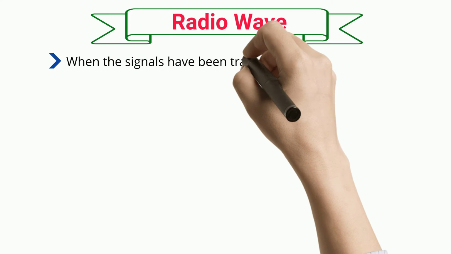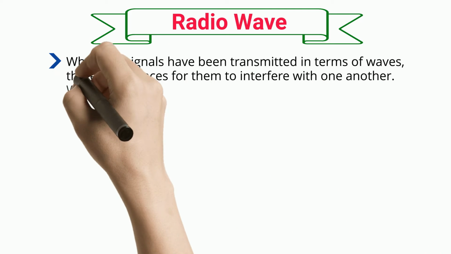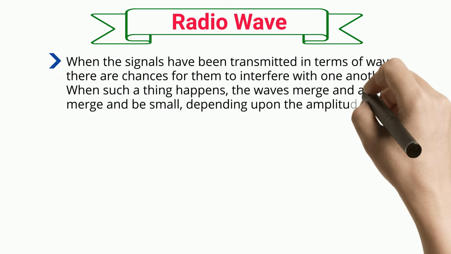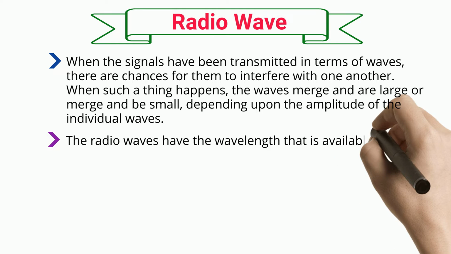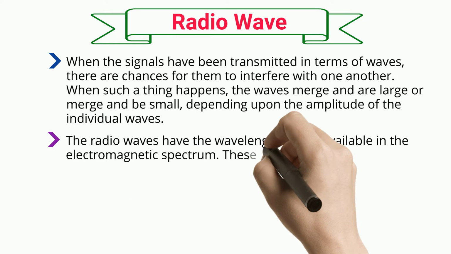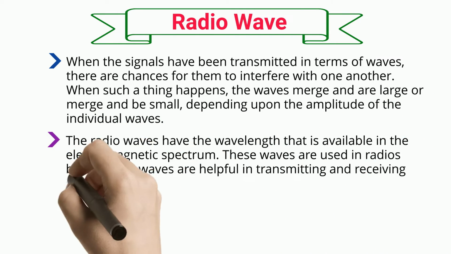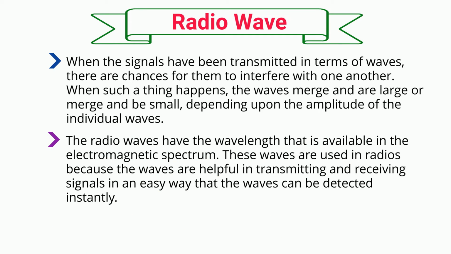When the signals have been transmitted in terms of waves, there are chances for them to interfere with one another. When such a thing happens, the waves merge and are large or merge and are small, depending upon the amplitude of the individual waves. The radio waves have a wavelength that is available in the electromagnetic spectrum. These waves are used in radios because the waves are helpful in transmitting and receiving signals in an easy way, so that the waves can be detected instantly.